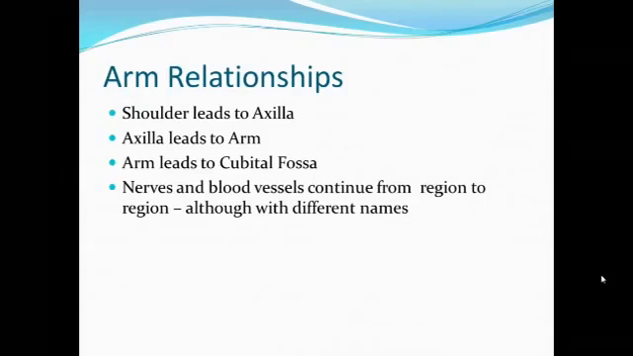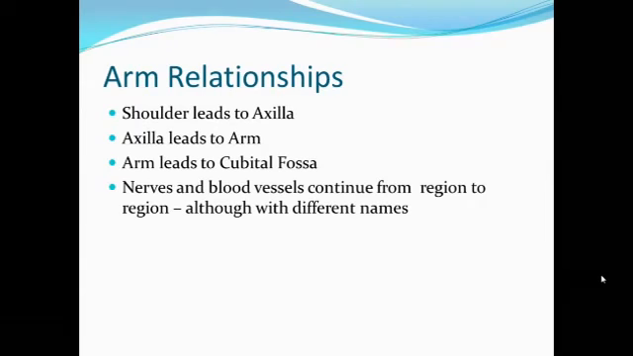Now that we've seen the regions of the arm on the model of the skeleton, let's discuss arm relationships. And these are descriptor terms that describe particular regions of the arm, and they're very useful for discussing the pathway of nerves and blood vessels as they continue from region to region. So what we mean by arm relationships is the fact that the shoulder leads on to the axilla, progressing through the axilla leads to the arm, leads to the cubital fossa, and so on into the forearm.